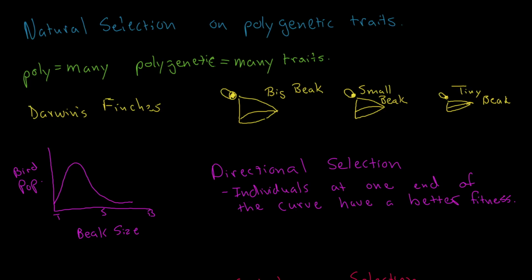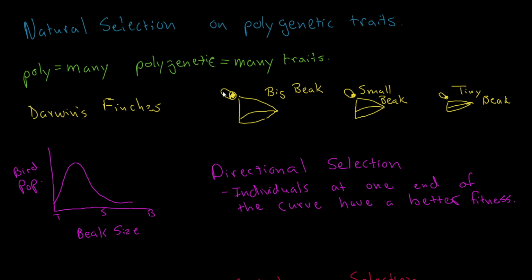All right, so today's video is a quick one on natural selection on polygenetic traits. Once again, natural selection, obviously, is nature causing a change in the population due to some effect. We'll look at that effect here in a second. Polygenetic: poly meaning many, and genetic meaning traits. So we look back at Darwin's finches for our example for polygenetic traits.